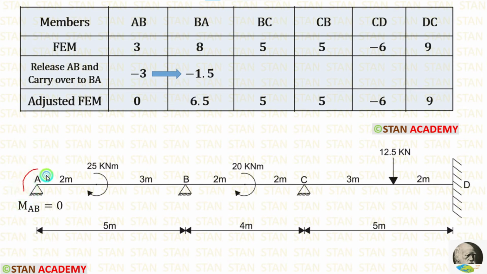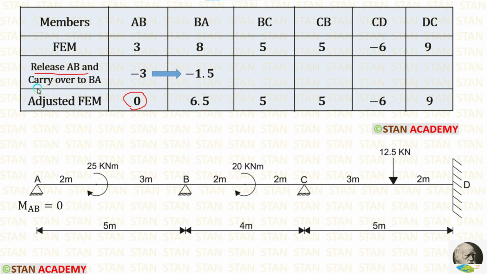We know that in the point A, there will be no moment because it is a simply supported end. So MAB is equal to 0. So we have to make MAB 0. For AB, the fixed end moment is minus 3. When we add plus 3 with this minus 3, it will be 0. We have released AB and made it 0.